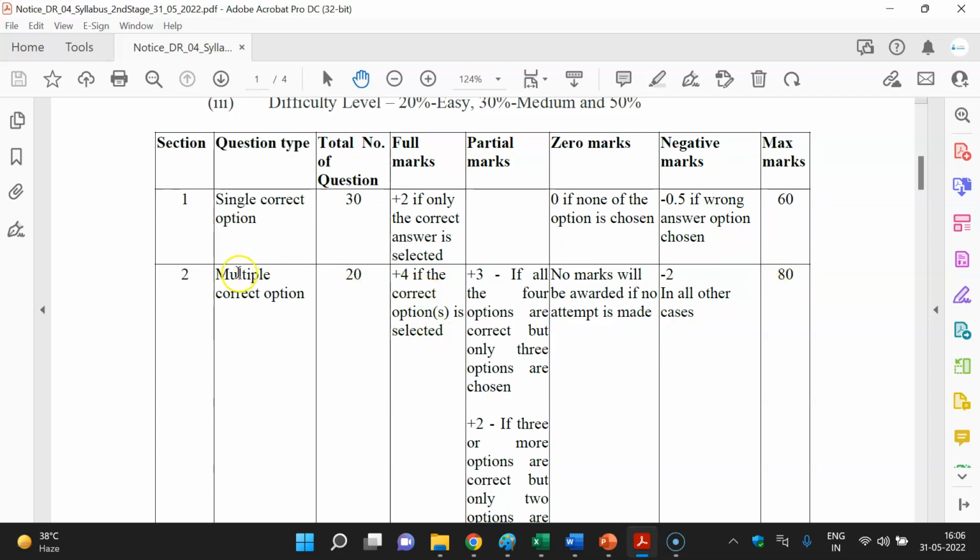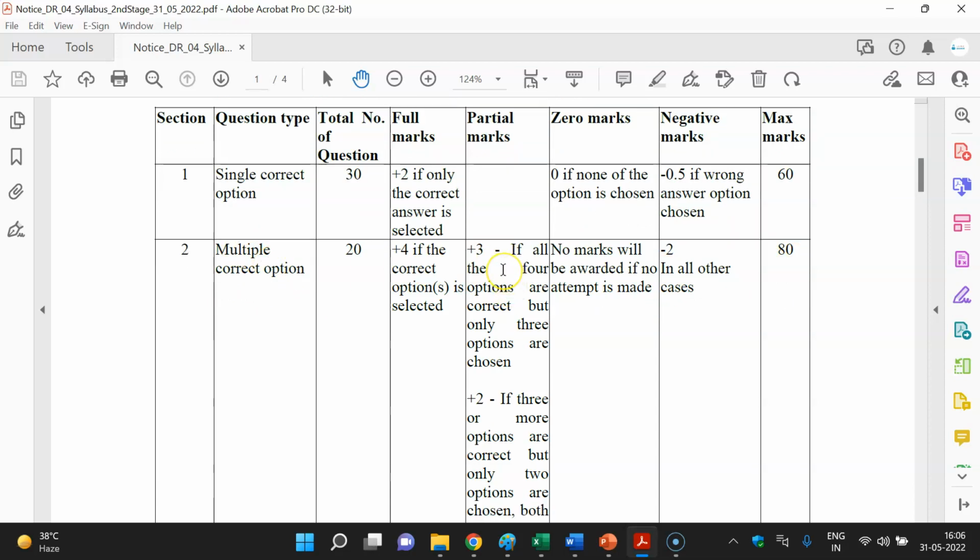So 80 marks will be for the multiple choice questions, and this marking methodology is given: plus 3 will be given if all the 4 options are correct, but only 3 options are chosen. Suppose a question has 4 options, and all 4 options are correct, but you selected only 3 options, and all those 3 are correct, then you will be given plus 3 marks, and negative will be 2 marks in all cases. If you have attempted wrong answers, then negative 2 marks in this.